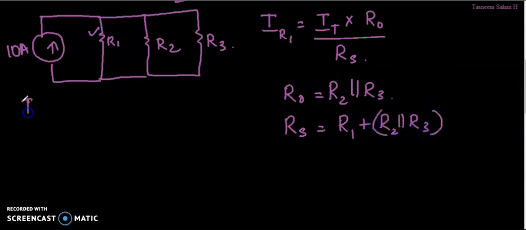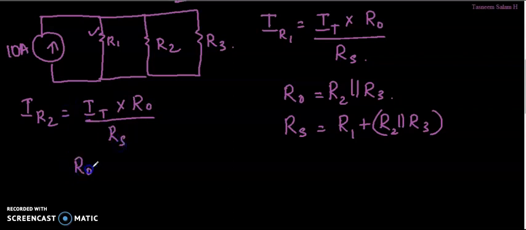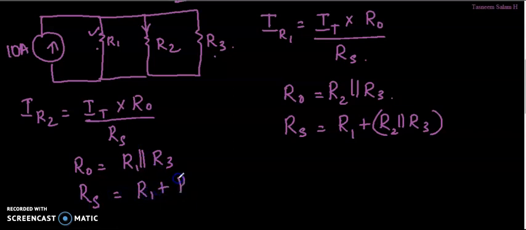Likewise, we can find IR2. IR2 is similarly IT into R0 by Rs. Here, this is the branch through which we have to find the current. The other two resistors are R1 and R3. Therefore, R0 is equal to R1 parallel R3 and Rs is equal to R2 plus R1 parallel R3.